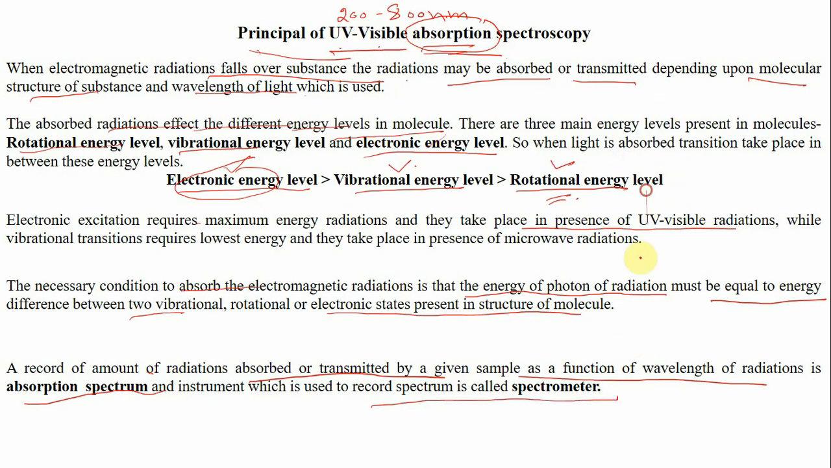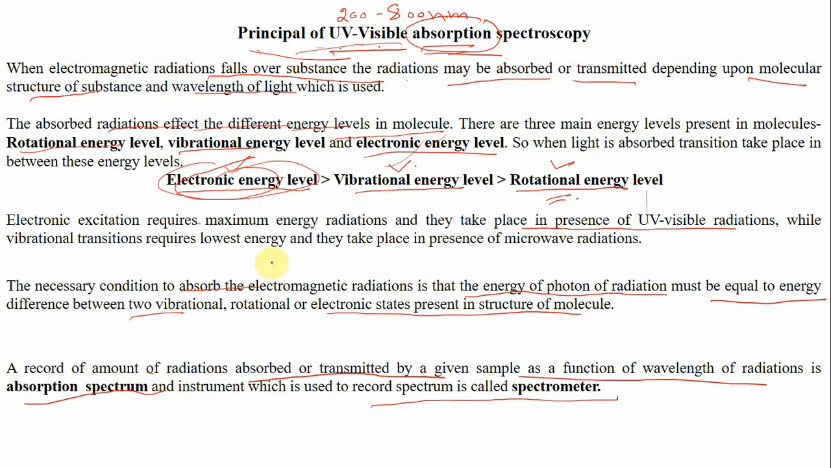So in a nutshell, what we can draw from this discussion is, in a molecule there are three main energy levels. One is the electronic energy level, the other is the vibrational energy level, and the third one is the rotational energy level. The energy of the electronic energy levels is maximum, then you have vibrational energy levels, and the energy of rotational energy levels is minimum. So when UV visible radiation in the range between 200 to 800 nanometer falls on the substance, it basically affects the electronic energy levels, and electronic transitions take place and light gets absorbed.